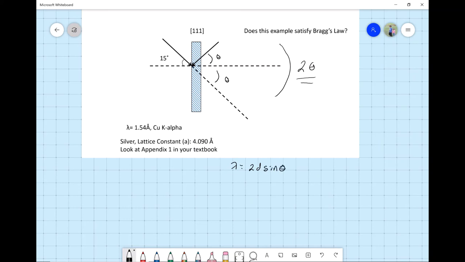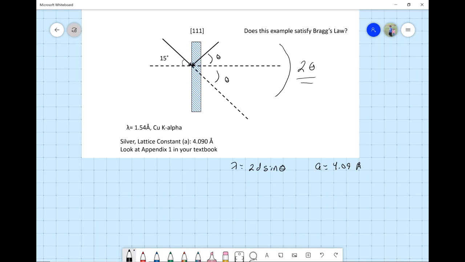We're assuming n equals 1. We wouldn't be scolded for doing so, because 111 would be a first order reflection as well. And our lattice constant A is 4.09 angstroms. I'm going to keep that level of significant figures, because you have to be pretty precise with X-ray diffractometry. So A equals 4.09 angstroms. And so we want to figure out D, okay?